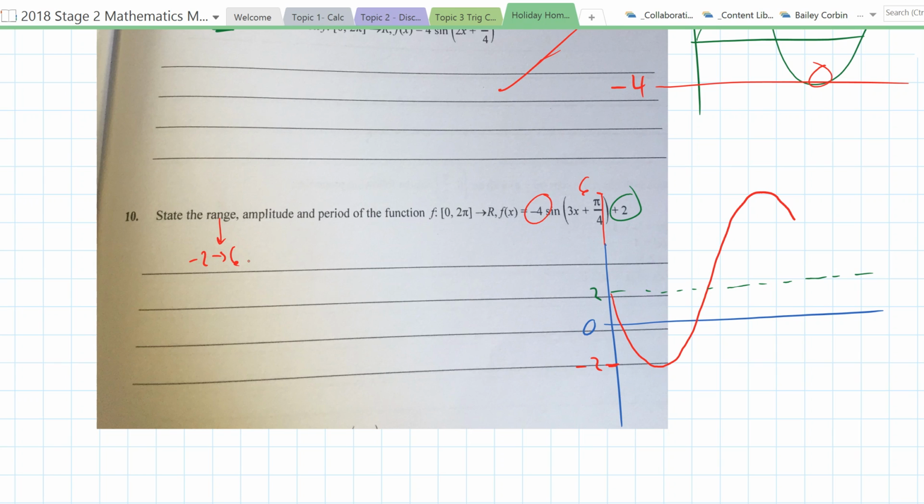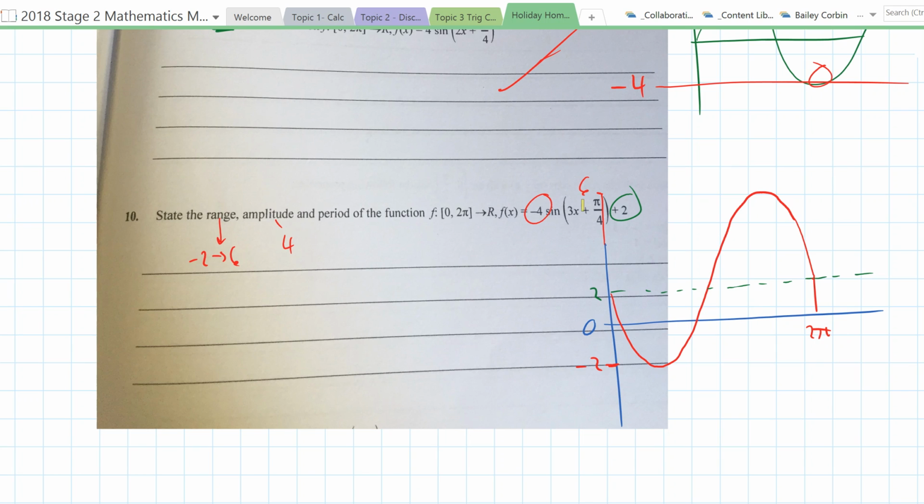The amplitude is the distance between the midline and the nadir, or the bottom, or the midline and the top. So the amplitude here is 4. Period is how often this repeats. Now, here, this would normally repeat, say starting there, coming back down there. Normally, one repetition would take 2 pi.